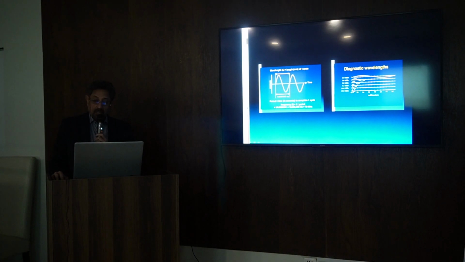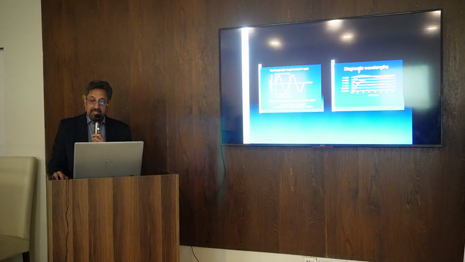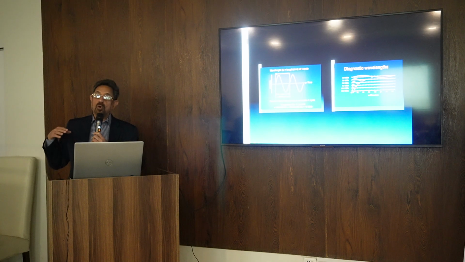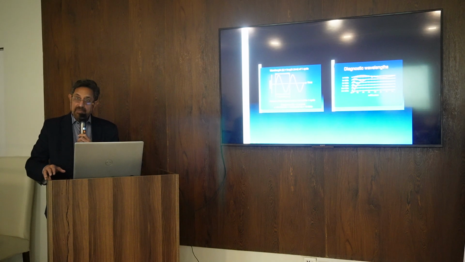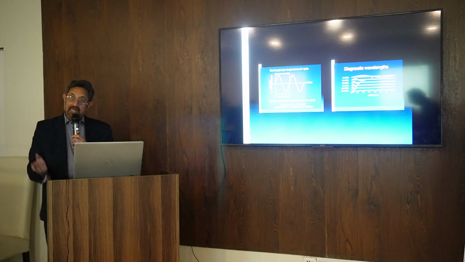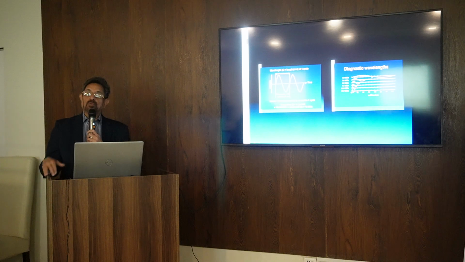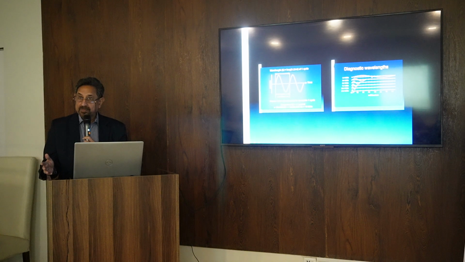And an important fact: the higher the frequency, the shorter the wavelength, and the lower the frequency, the longer the wavelength. So low frequency probes have more penetration, and high frequency probes have less penetration. But another fact: the higher the frequency, the better the picture we get, the better the resolution.